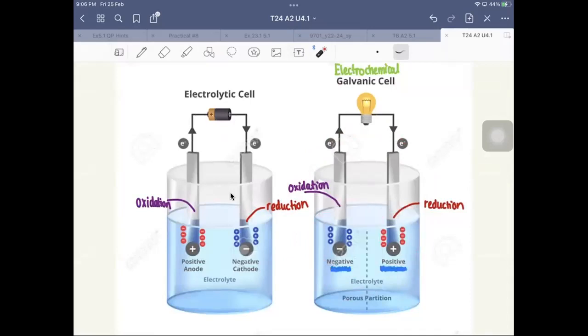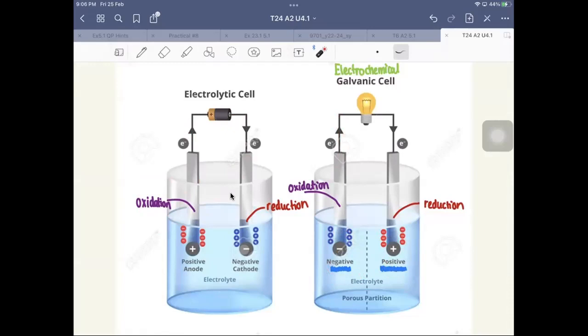So in electrolysis, we say that oxidation is happening at the positive anode, and reduction is happening at the negative cathode. So the flow of electrons in the electrolysis is, of course, from where oxidation is happening, because that's where you supply electrons. So you go from positive terminal to the negative terminal. Whereas in an electrochemical cell, the flow of electrons is from negative terminal to positive terminal. So that is another main difference between an electrolysis cell and an electrochemical cell, also known as galvanic cell.